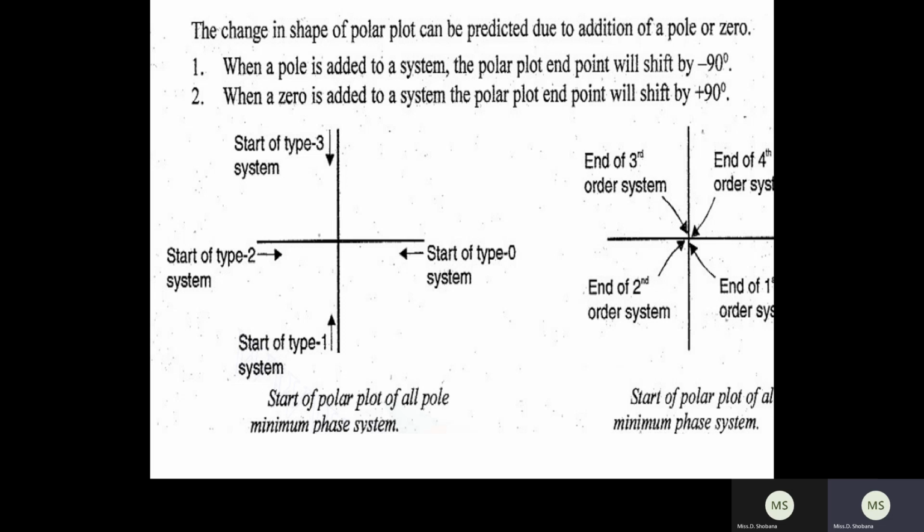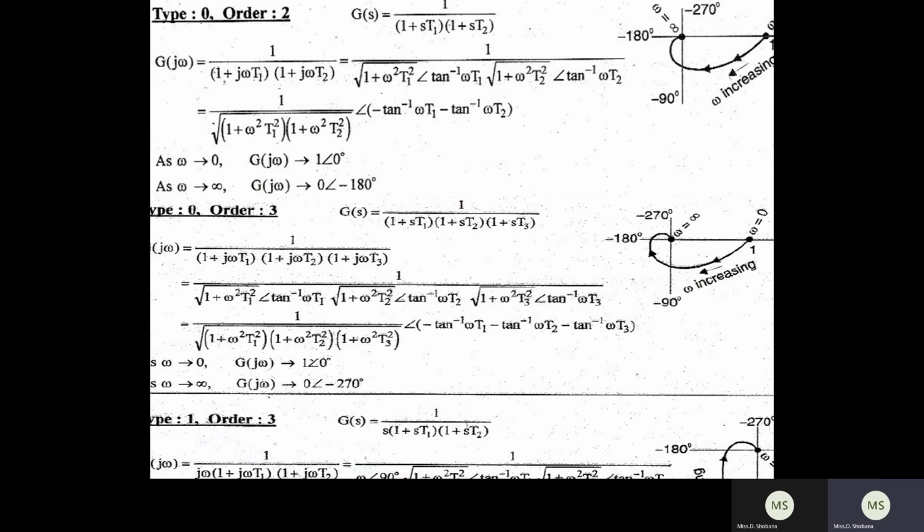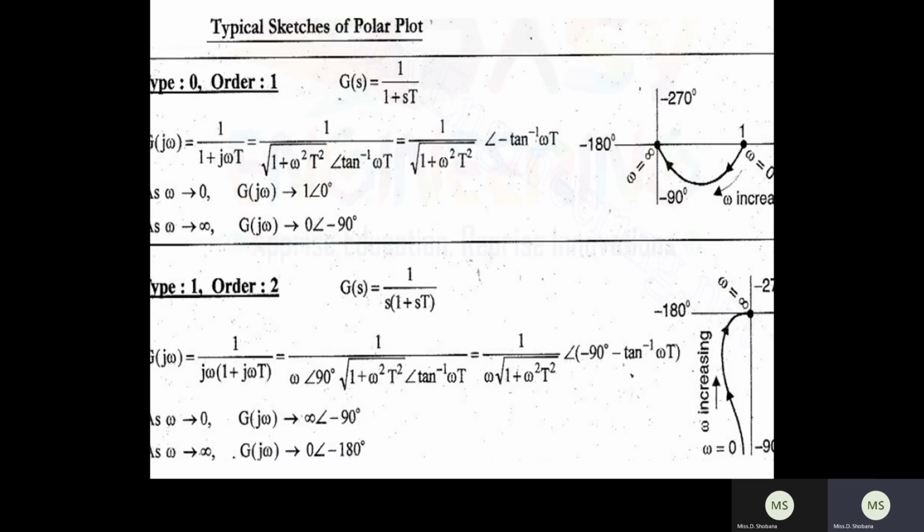Here you can determine the magnitude and phase angle, then substitute the omega values, and depending upon that you can draw. Similarly, this is available for various frequencies. For various transfer functions, you can draw the various polar plot sketches. Okay, so this is for the type 0 and order 1 system.